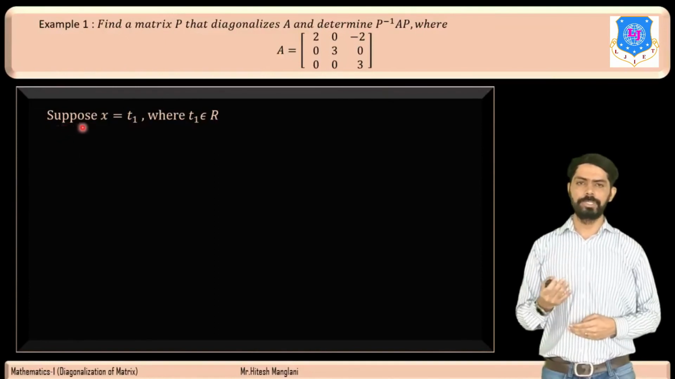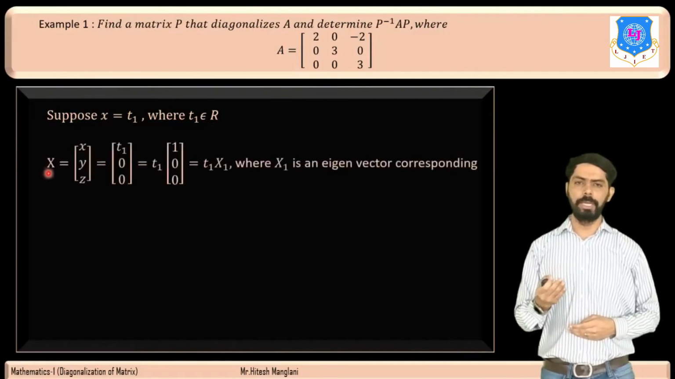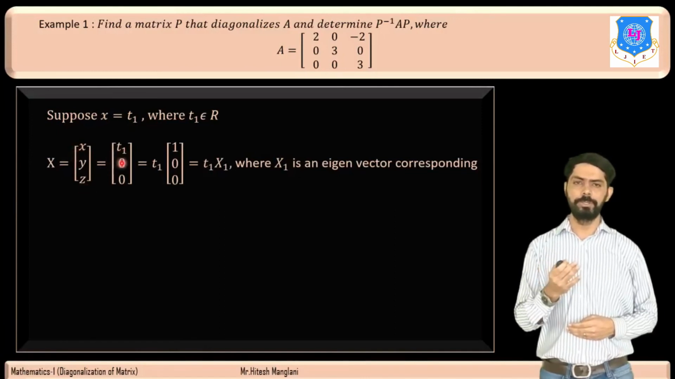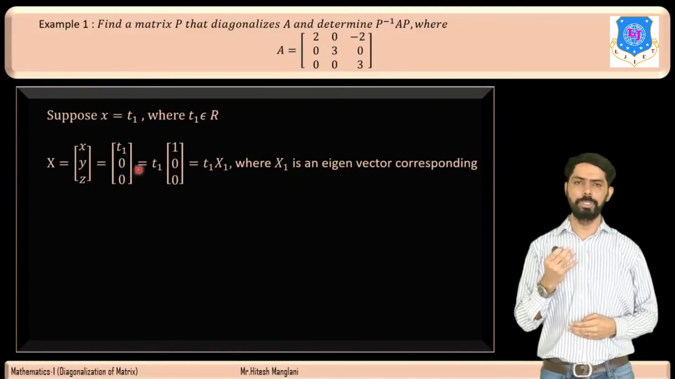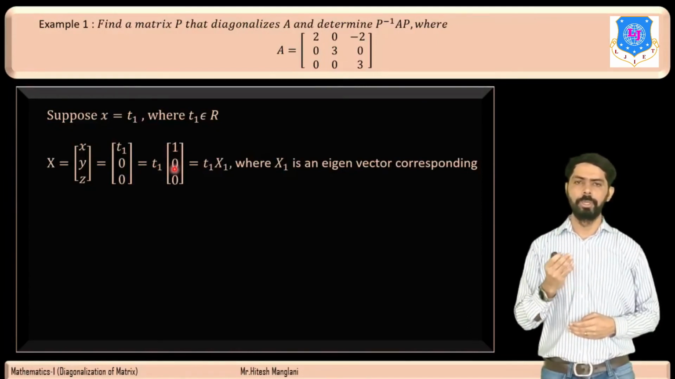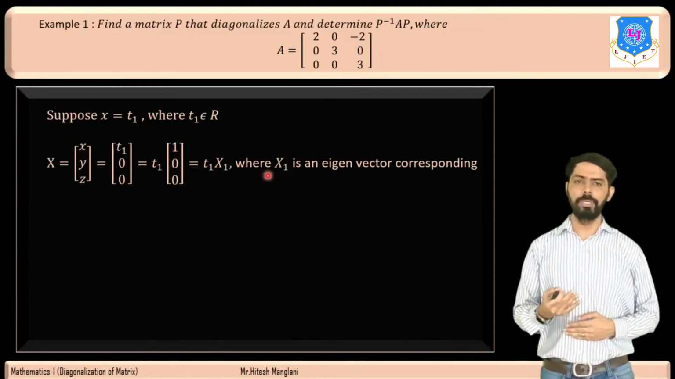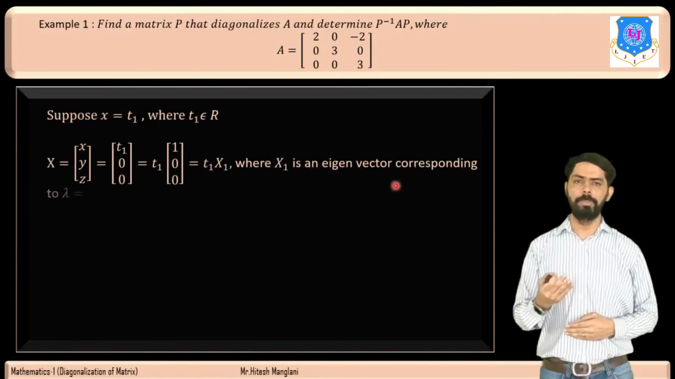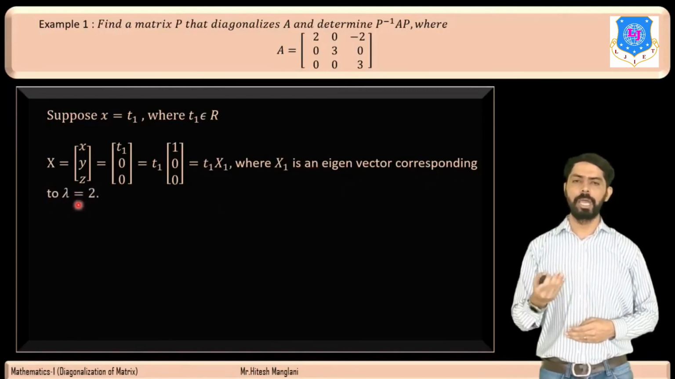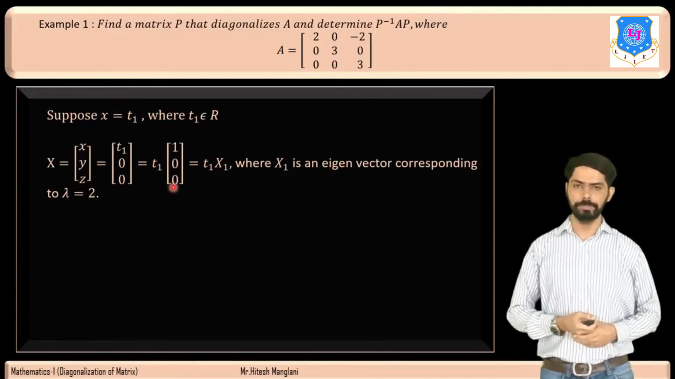So we will suppose x is equal to t1, where t1 belongs to R. Now, as we have to find the eigenvector, capital X is equal to (x, y, z), and here x is equal to t1, y is 0 and z is 0. So (t1, 0, 0). Now taking t1 common, it will be t1 into (1, 0, 0). This can be written as t1 into X1, where X1 is an eigenvector corresponding to lambda equal to 2. Therefore, the eigenvector corresponding to lambda equal to 2 is (1, 0, 0).